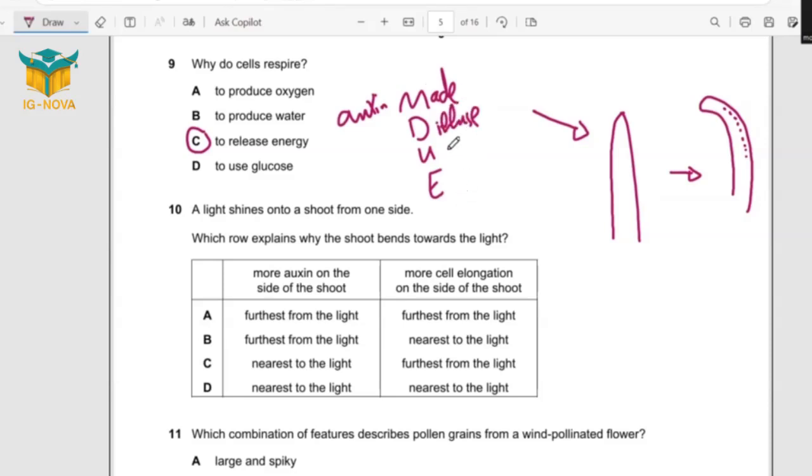Sorry, then auxin will be unequally distributed because of gravity, because of light. Then auxin will cause elongation. Elongation growth. Don't forget, auxin causes elongation growth, not division. So which will explain why the shoot bends towards light? As you can see, more auxin on the side of the shoot near light or away from light? Away from light, definitely, because auxin will migrate to the shaded side. More cell elongation, of course. We said cell elongation occurs on the side away from light again. So both of them are away from light.